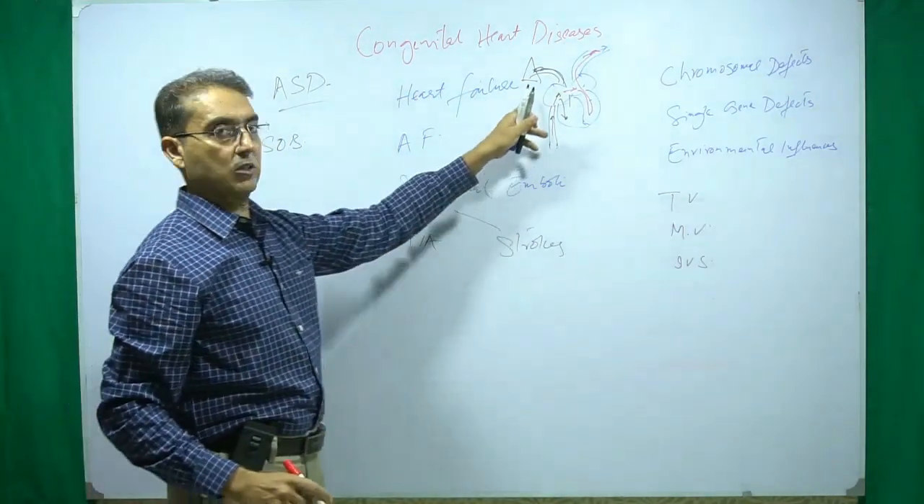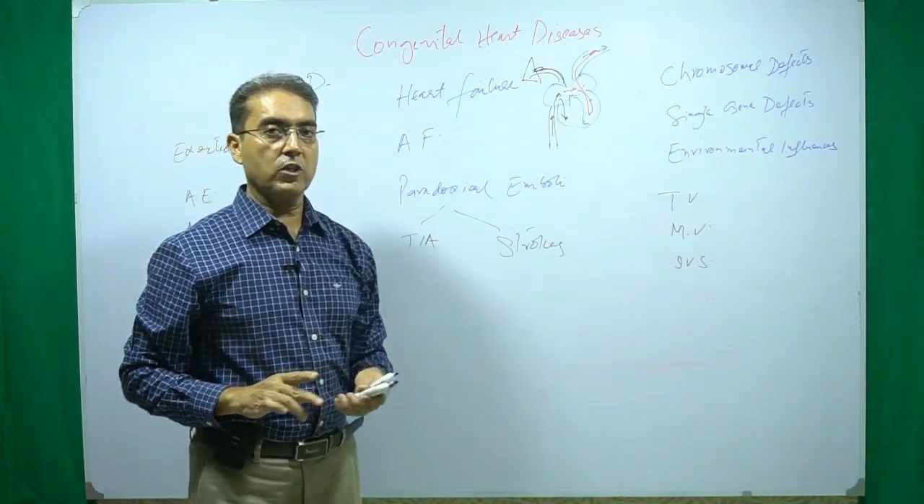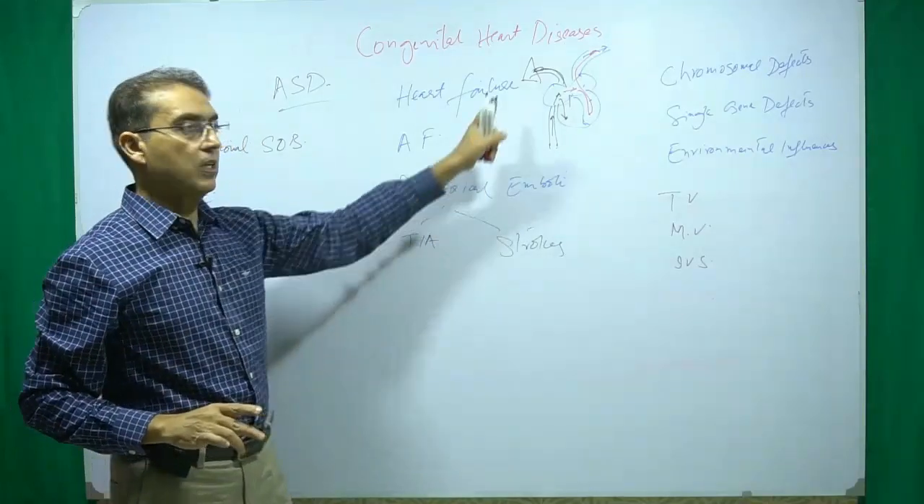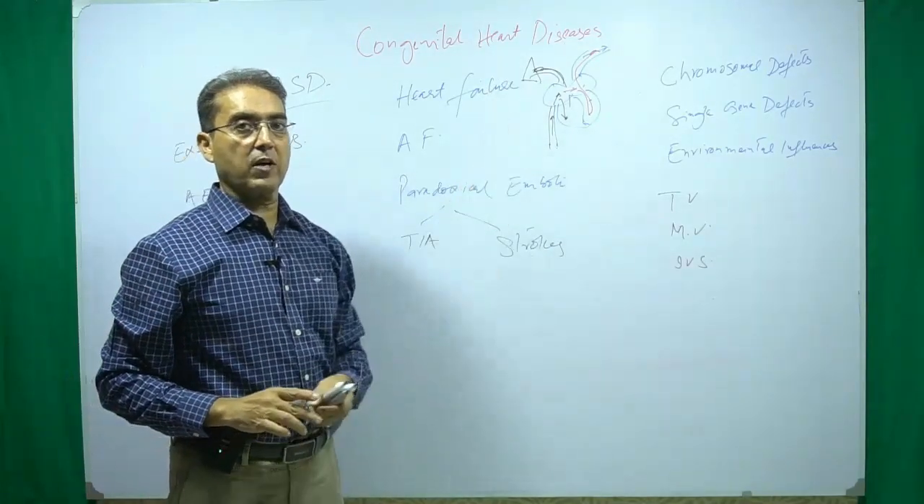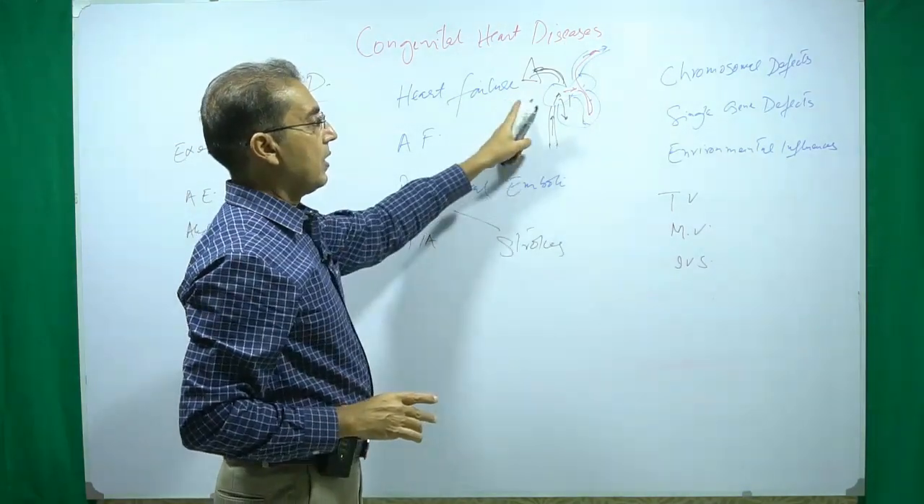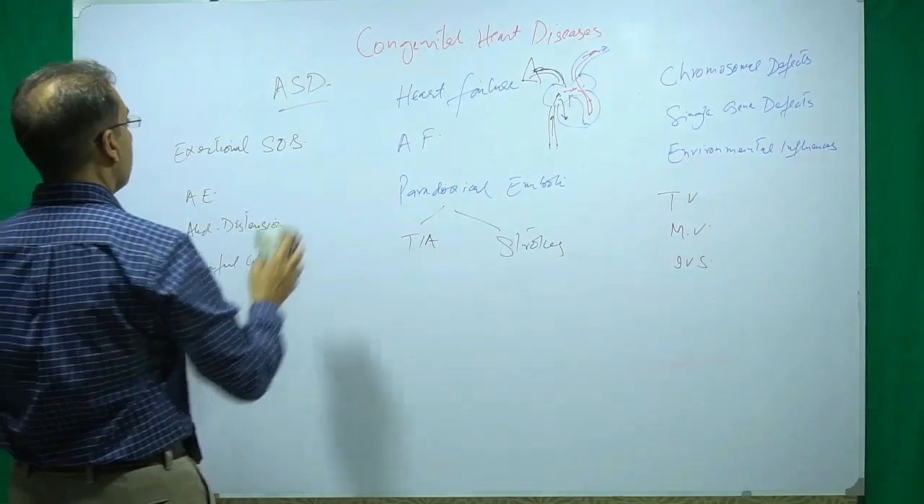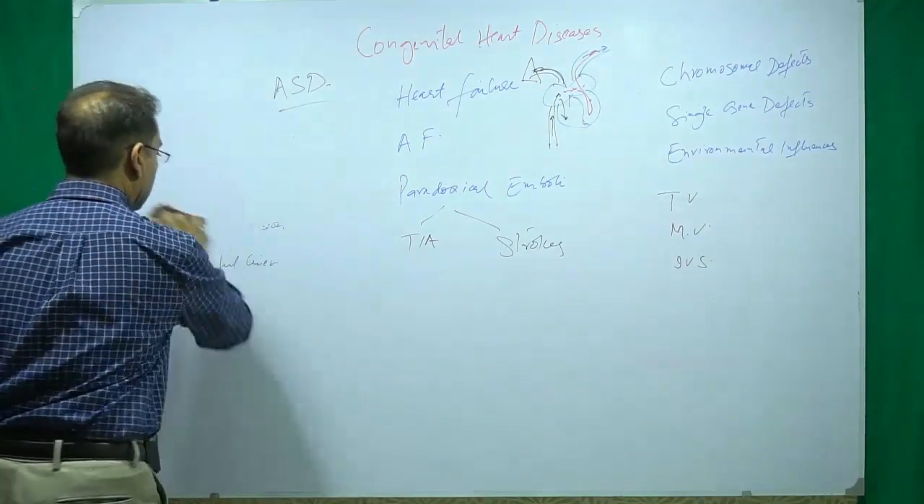So the patient may have paradoxical embolism. If a younger patient presents with strokes, one should look for the possibility of a paradoxical embolism. So the patient should be evaluated for the presence of atrial septal defect. Now, what are the findings on examination?